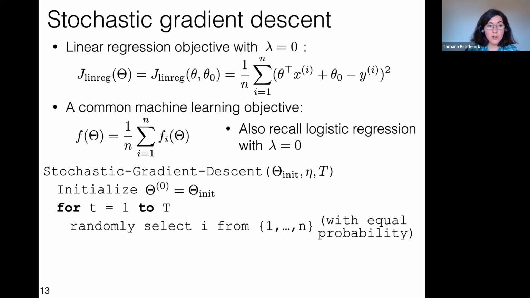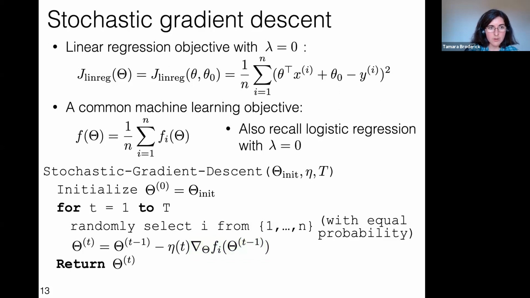Now, instead of going over the whole data set, we go over one data point at a time. We randomly select with equal probability among all of our data points, and we step in the gradient direction for that one data point. There are two things that are different here. Eta depends on t. It will get smaller as t gets larger. We actually could have done this for gradient descent, but it's important to do it here. And instead of computing the gradient on the whole data set, we do it with just one data point. And then we return. I'll encourage you to read more about stochastic gradient descent in the notes.